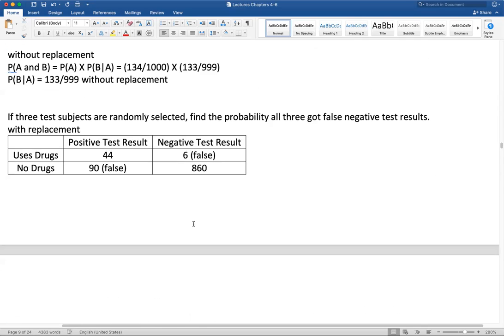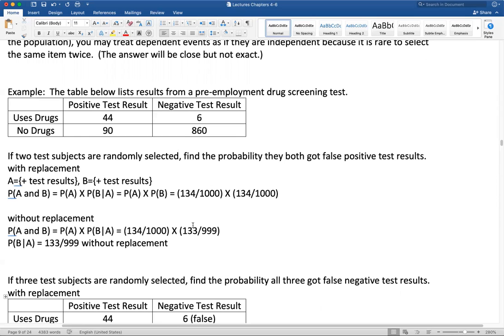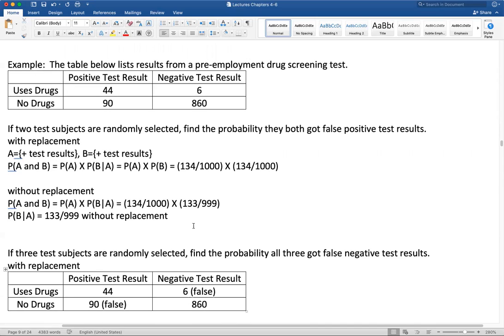With replacement means that two outcomes are independent. Keep in mind, mutually exclusive and independence are totally different. Mutually exclusive means that two outcomes don't have a common outcome. It means that P of A and B equals 0. It's called disjoint.